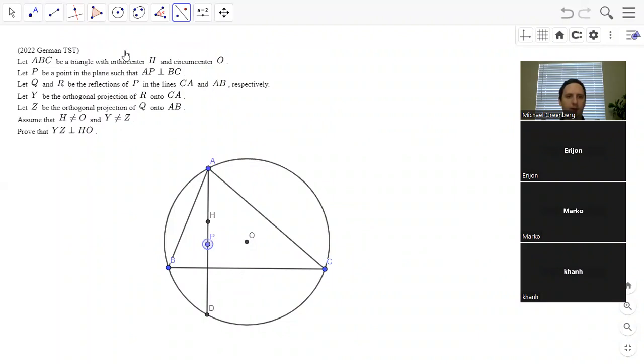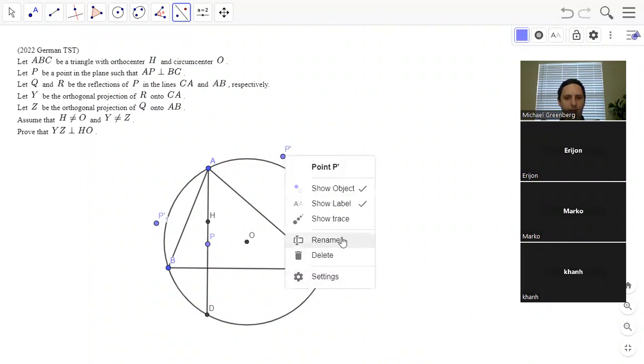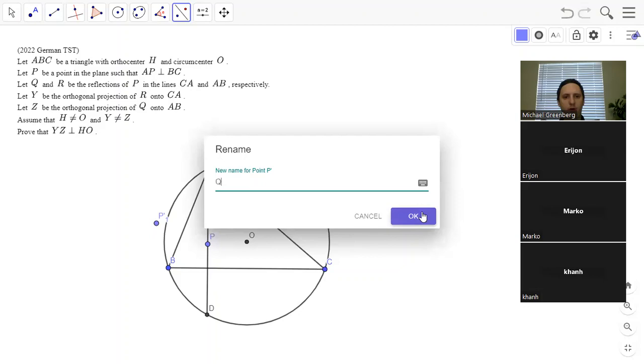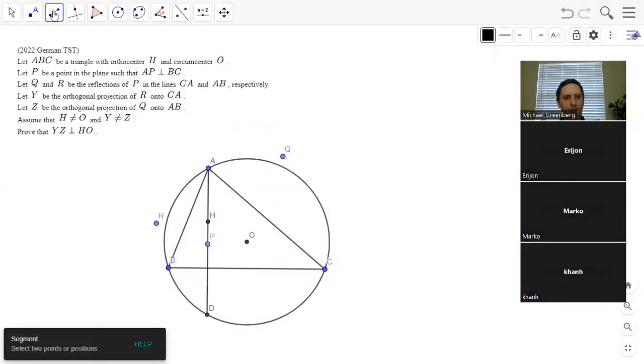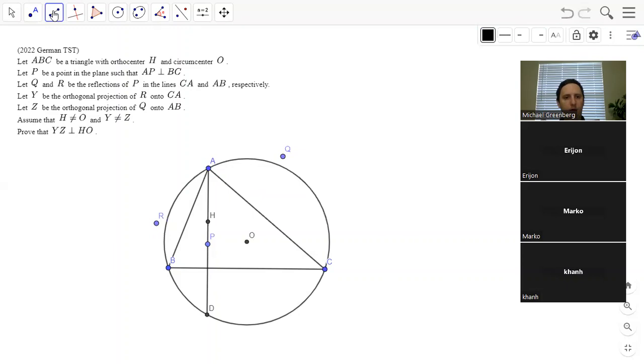So I guess that's not very symmetric. I don't know if they meant oh, CA and AB. Sorry, that is symmetric. I got confused. Okay. So Q is this point. And R is this point. And it's probably because the reflections of H over each side also lie on BC. I could draw those later. Y is a projection of R onto CA, and Z is a projection of Q onto AB.